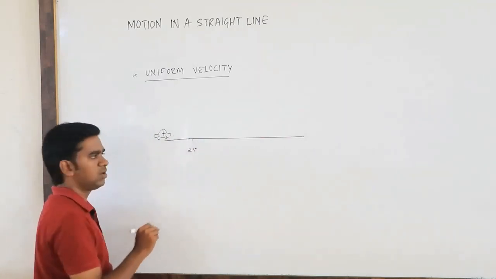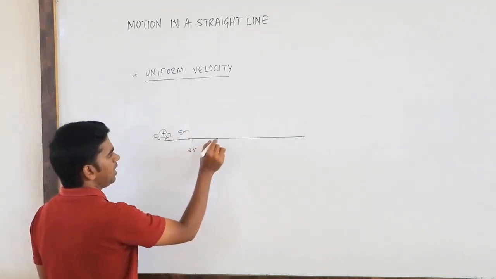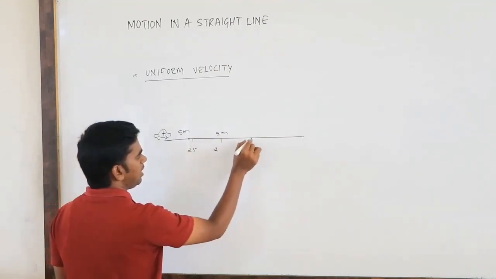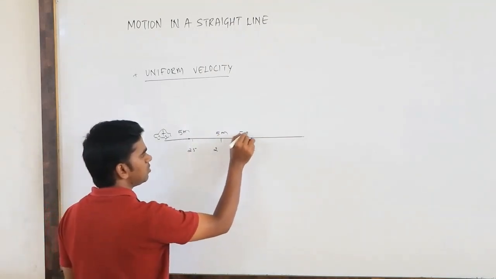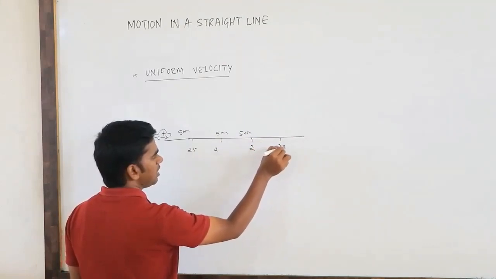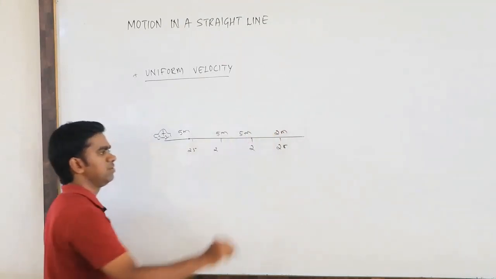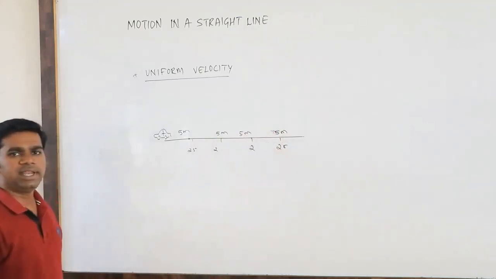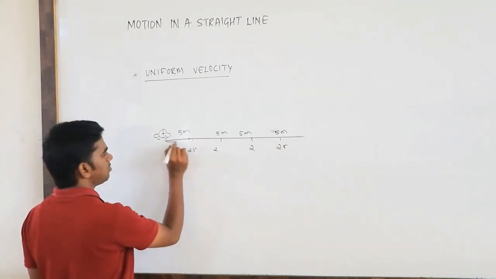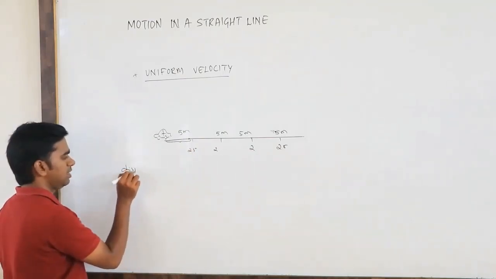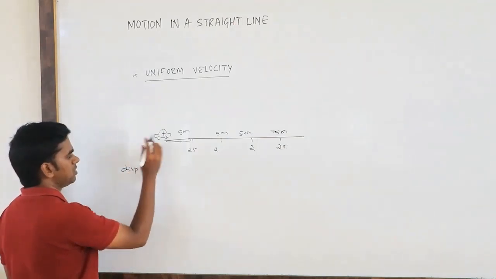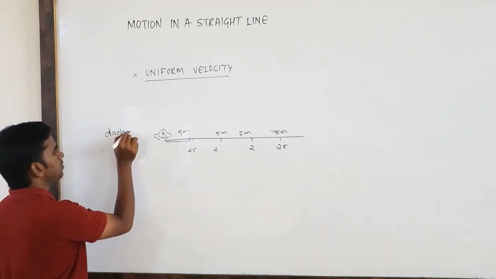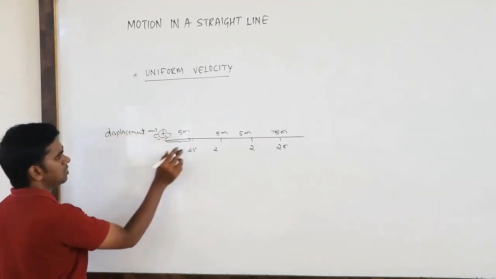Displacement is 5 meters. Again they will check after 2 seconds. Displacement is again 5 meters. Again after 2 seconds, displacement is 5 meters. Again after 2 seconds, displacement is 5 meters. Okay, so straight distance you have to measure. So I will write displacement here, and this is the time taken.